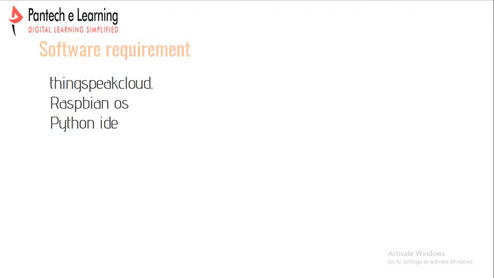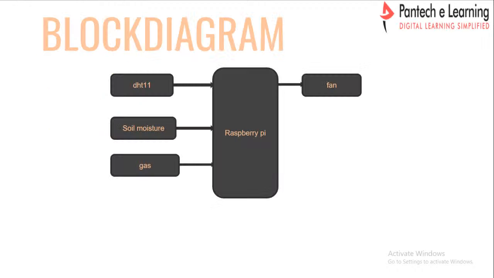And coming to the software, we are going to use Python IDLE, and then TeamSpeak, and an MQTT app, which I also didn't mention here, and then the Raspberry Pi OS. The Raspberry Pi works on one particular operating system, called Raspberry Pi Buster OS. And this is the block diagram. The DHT11 sensor, soil moisture sensor and gas sensor are connected to the Raspberry Pi. Based on these parameters, the fan is going to be controlled.